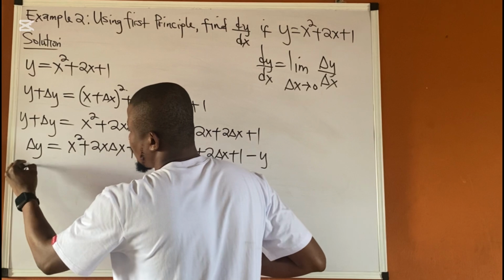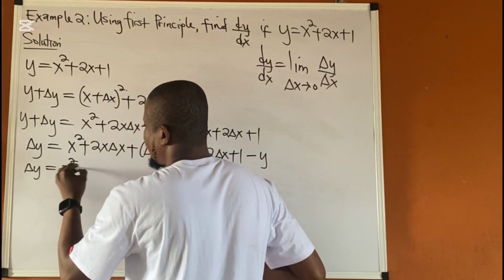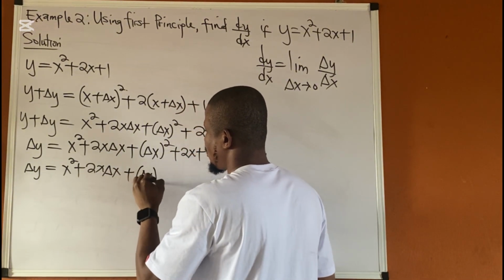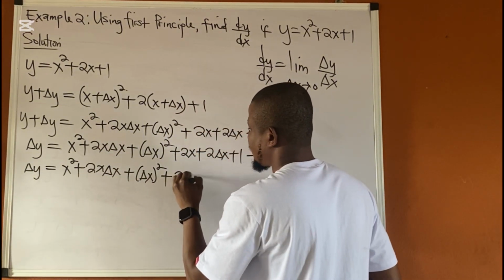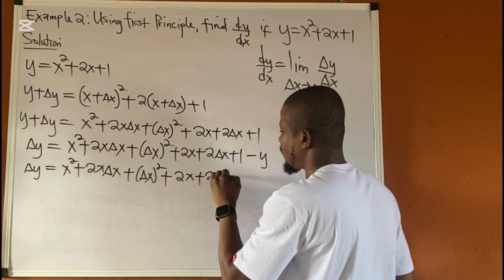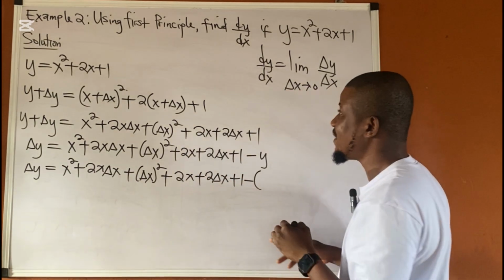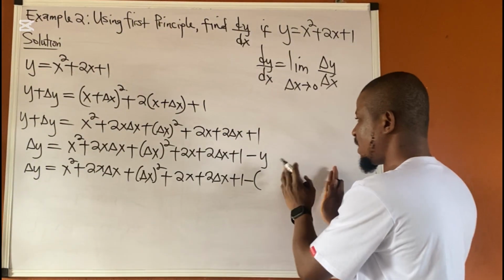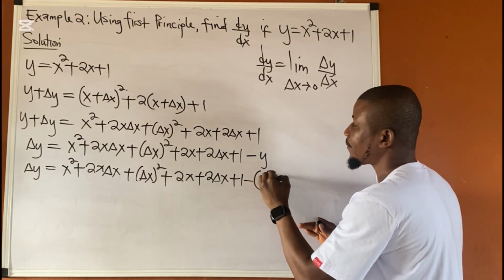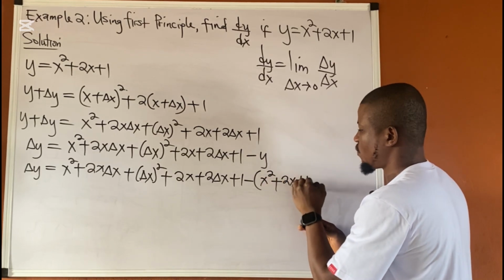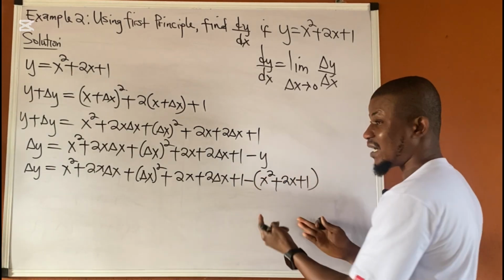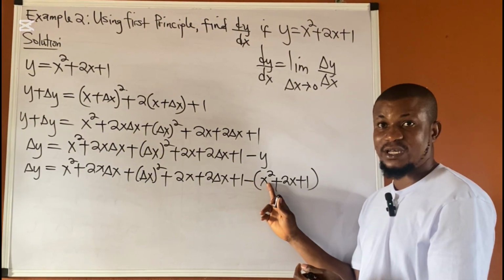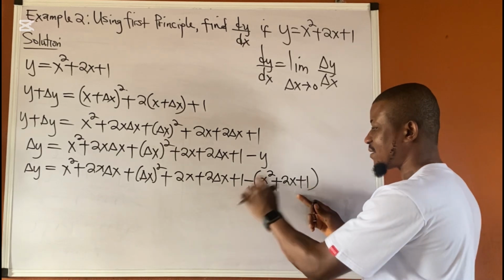So we have our change in y is equal to x squared plus 2x change in x plus change in x all squared plus 2x plus 2 change in x plus 1 minus our y in brackets, showing that everything here is contained as y. So we have x squared plus 2x plus 1. Now, it is important I put this bracket. If I don't put this bracket, it will look as if I'm just subtracting only x squared. But this shows that everything in this bracket is being subtracted.